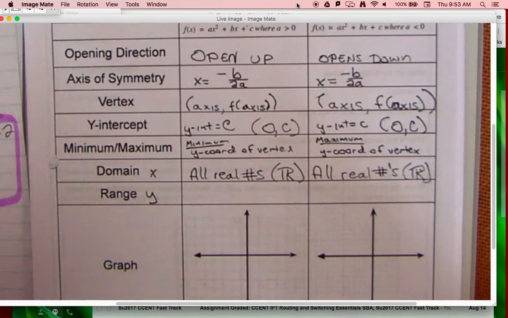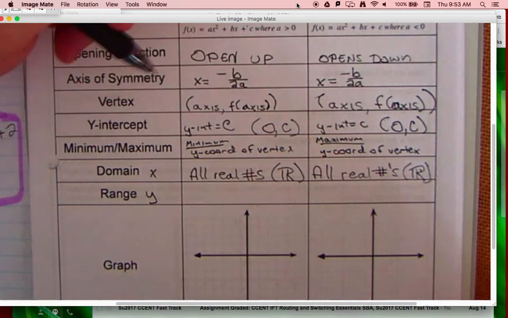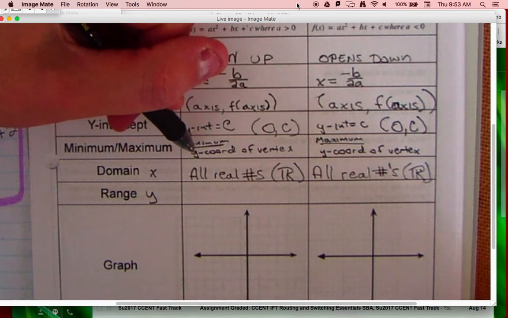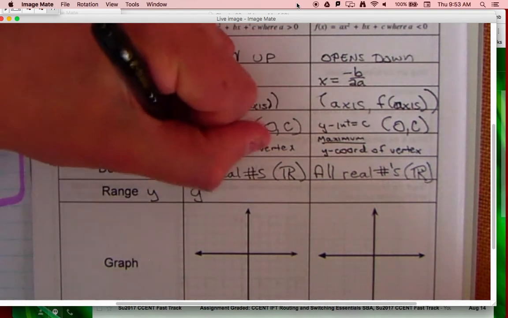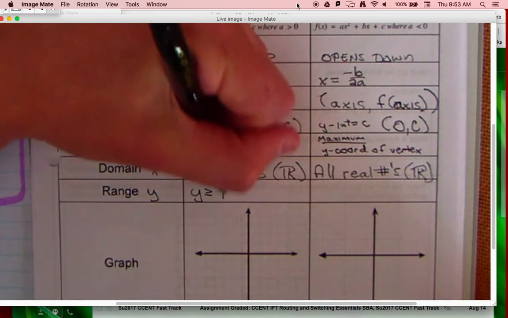Okay, so that's our domain both times. Now the range is very interesting. If you think about the range, we have a minimum value, which is the y-coordinate of our vertex. And think about the shape of a parabola. That's our lowest value, and everything is above it. So our range is always going to be y is greater than or equal to the minimum.